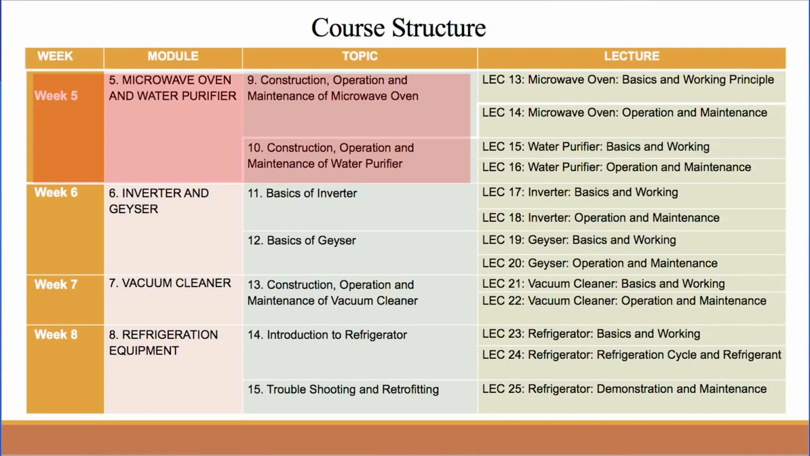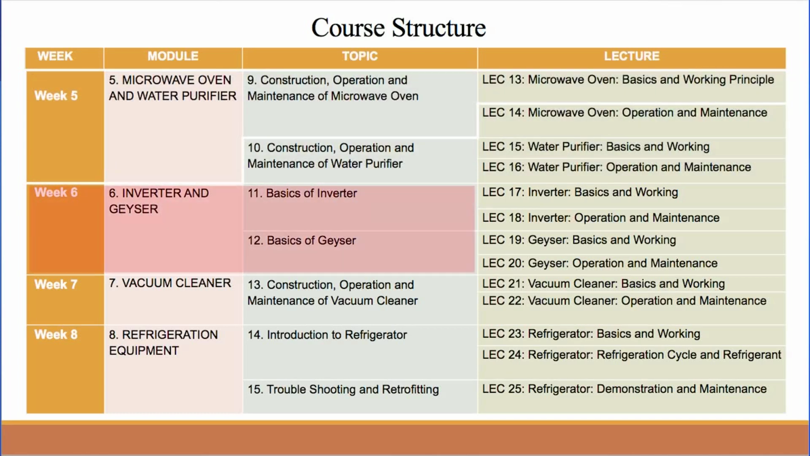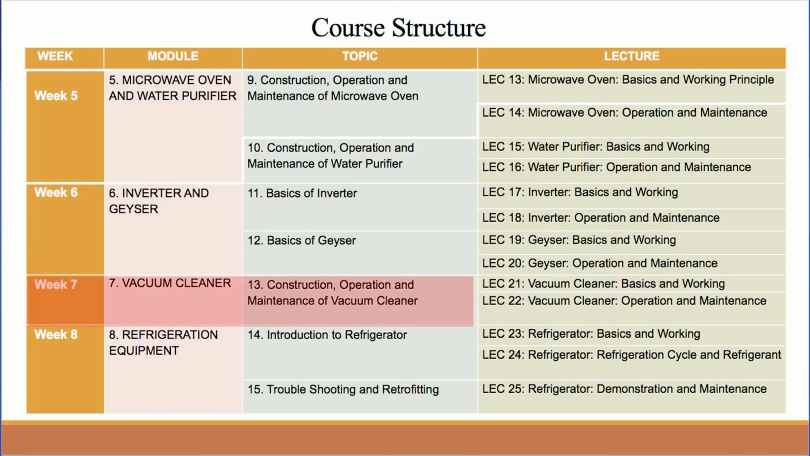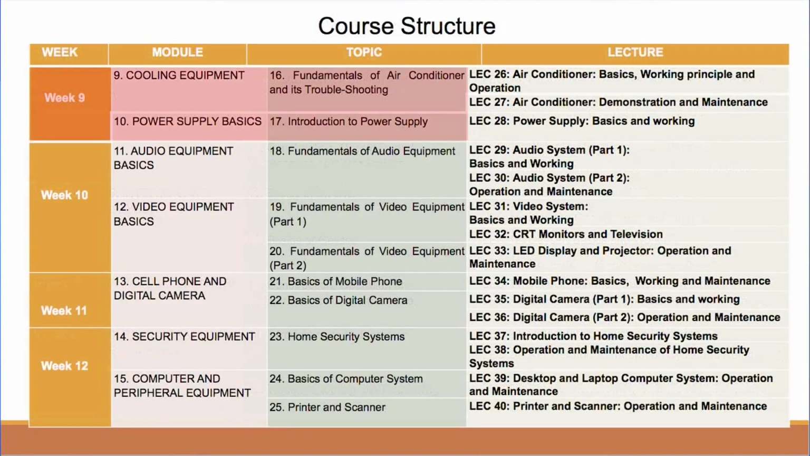In the fifth week, the module will be highlighted on construction, operation and maintenance of microwave oven and water purifier, having 4 lectures. The 6th module of 6th week would be on basics of inverter and geyser, which have 4 lectures. In the 7th week, the module would be on vacuum cleaner having 2 lectures. And in the 8th week, there will be 1 module having 3 lectures on refrigerator. In the 9th week, the 2 modules would be on cooling equipment and power supply.